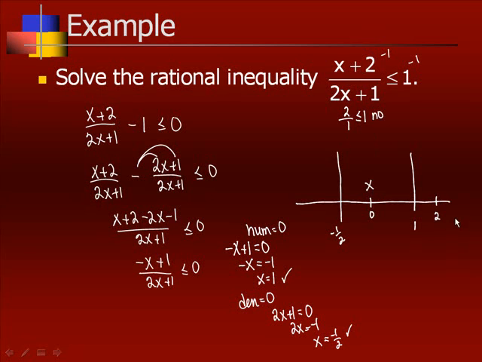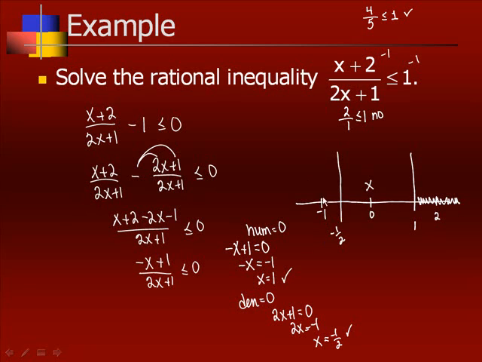Pick a test point to the right of 1. Let's try 2. 2 plus 2 would give us 4. 2 times 2 is 4. 4 plus 1 is 5. 4/5 is less than or equal to 1. Is that true? Sure, 4/5 is less than 1, which means this entire interval would work. Same thing back here. Pick a number less than negative 1/2.